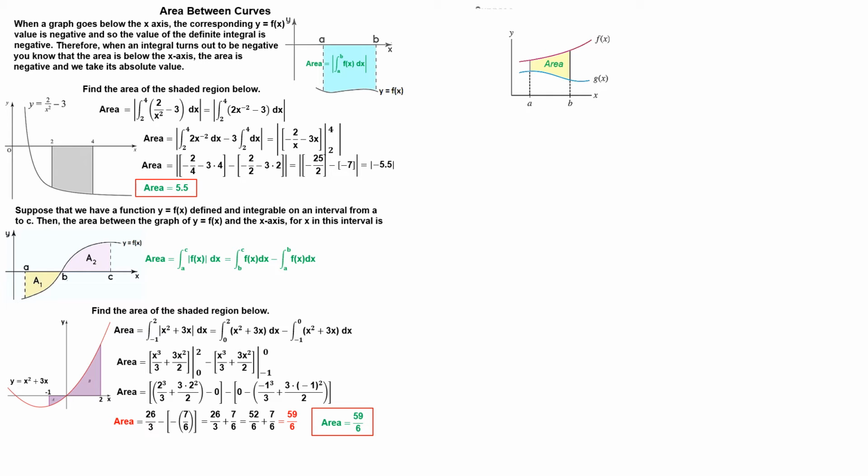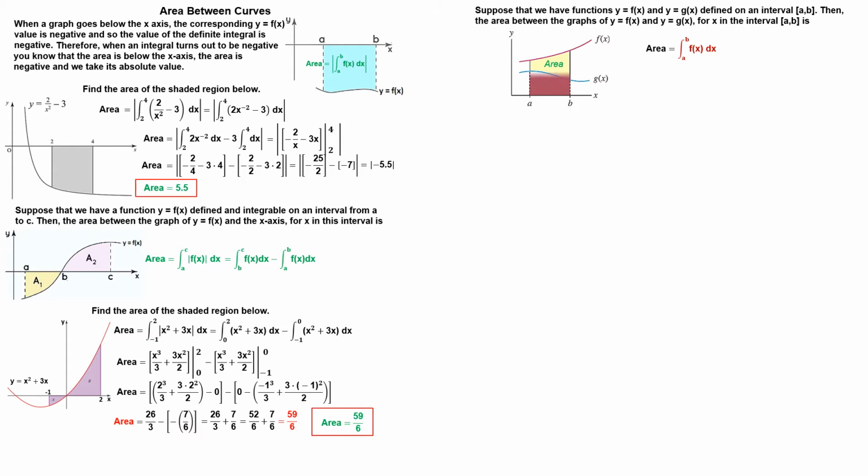Suppose that we have functions f of x and g of x defined on an interval from a to b. Then, the area between the graphs for x in the interval from a to b is the difference between the definite integrals of these functions, and we write these differences as follows. Let's solve the following example to make the theory clearer.